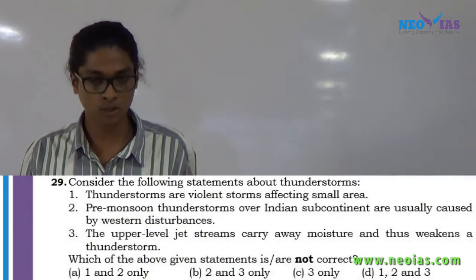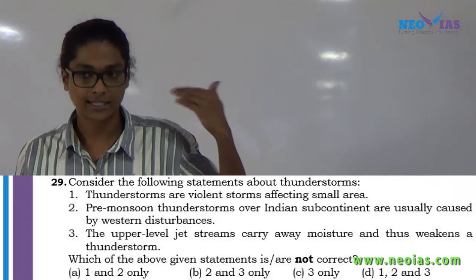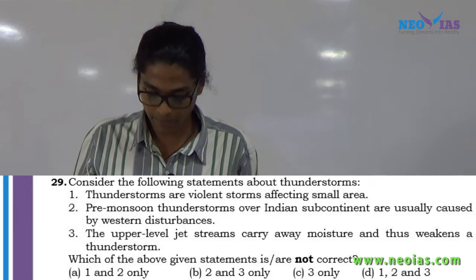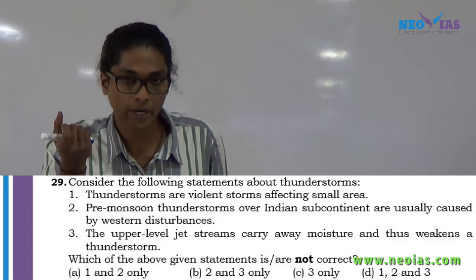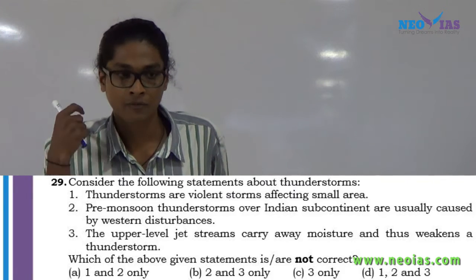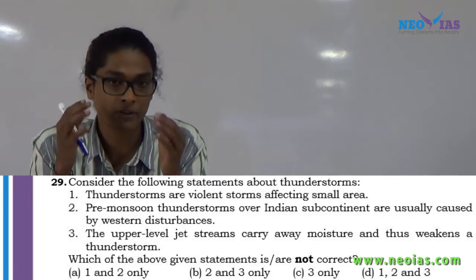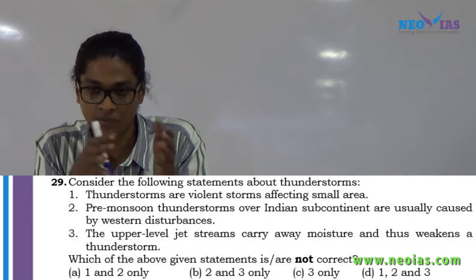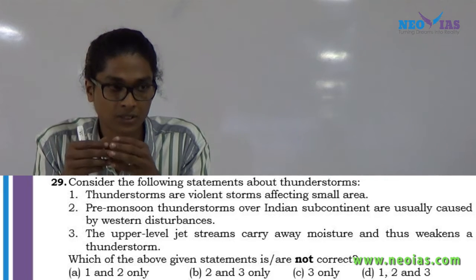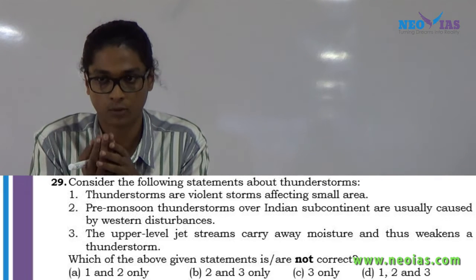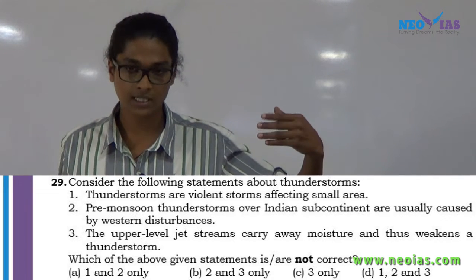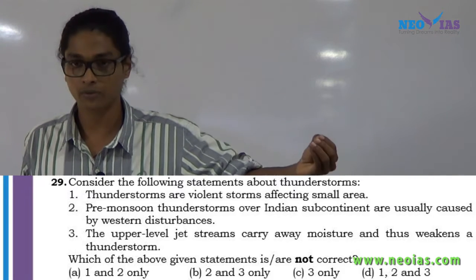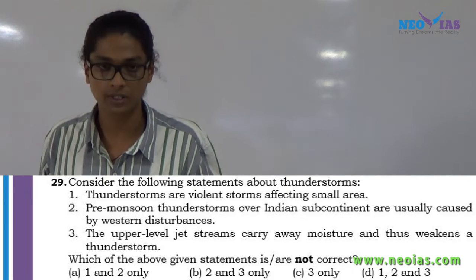It is related with thunderstorms, and again it is a three statement question. Now just go through the second option. Pre-monsoon thunderstorms over the Indian subcontinent are usually caused by western disturbances. When I was discussing the major weather events, I told you the importance of western disturbance, right? Western disturbance always provides us winter rainfall. And when we were discussing thunderstorms, I discussed the factors necessary for the formation of thunderstorms.